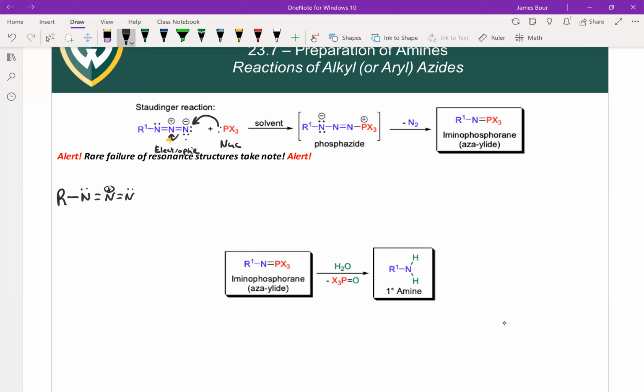Again, it initiates with our phosphine attacking what would appear to be the nucleophilic nitrogen. And again, there's no great explanation for this. This is a failure of resonance theory. There are other ones, but it gets us pretty far. Don't assume that resonance theory is going to fail us. This gets us to the phosphazide. And I'm going to draw it in a slightly different geometry than what's up there.